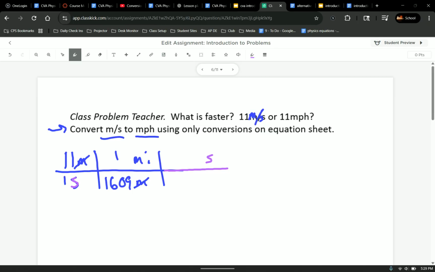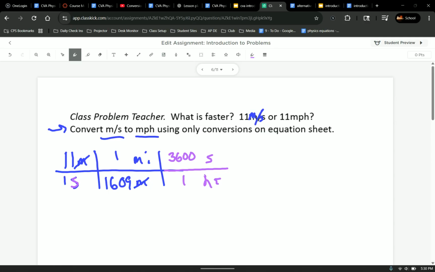So I'm going to do a little shortcut for you. 60 times 60 is 3,600. There's 3,600 seconds in 1 hour. And then it just saves you some time. But going seconds to minutes, minutes to hours, if you want to do it that way, is also fine.